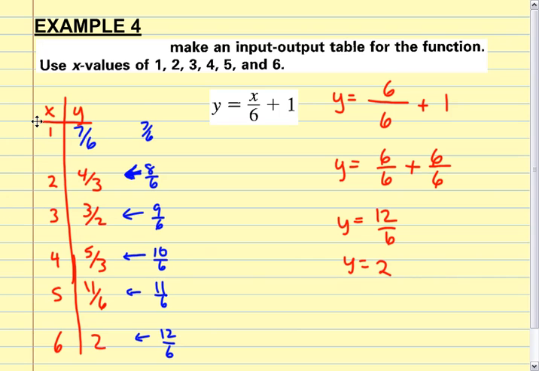All right. Nice job, guys. You guys are doing some good work. Let's look at the last example.